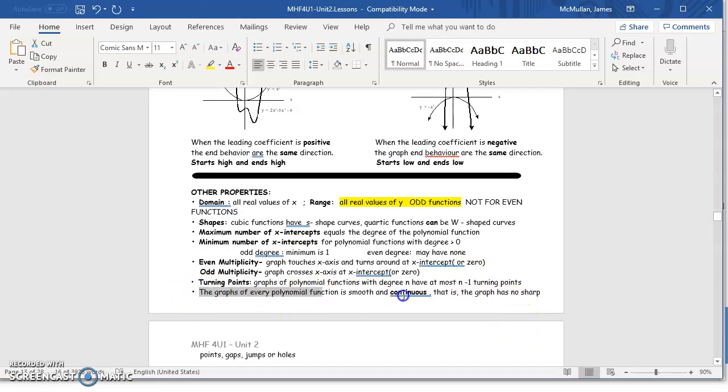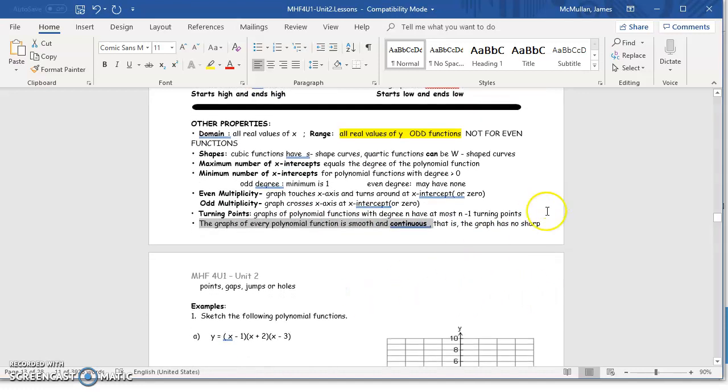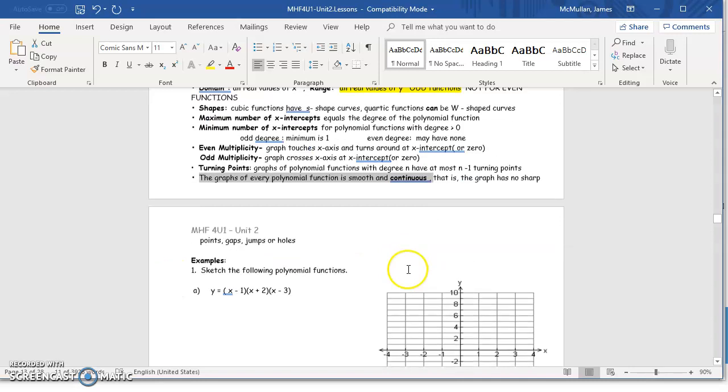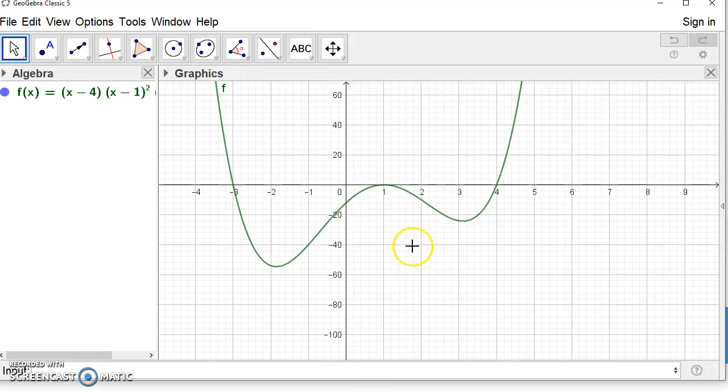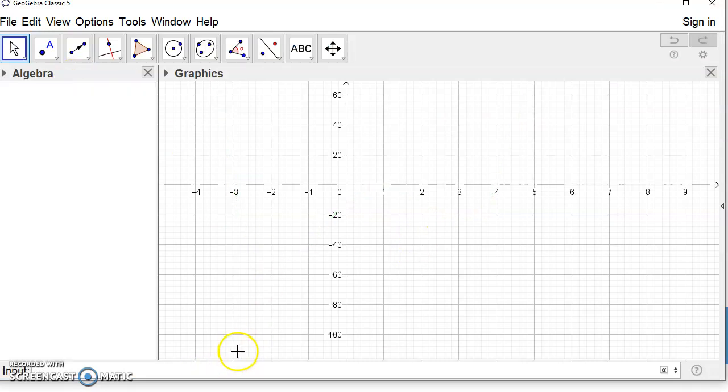assessments next week. The graph of every polynomial function is continuous, so we never need to worry about any kind of restriction to the domain, any sharp turns, any gaps or jumps or holes or asymptotes or anything of that. So for this first one, sketch the following polynomial function: (x minus 1)(x plus 2)(x minus 3). Let's build this up gradually and see what we can do.